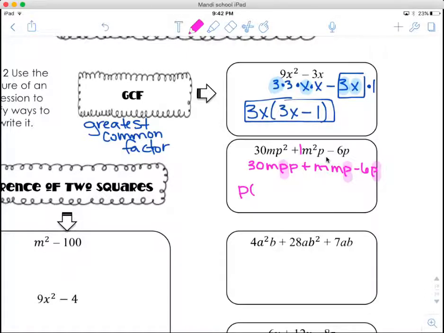We're left inside the parentheses with the first term of 30m. There's another p left there. Plus, this one still has 2m, so m times m is m squared. And in the last term, minus 6 is what's left.